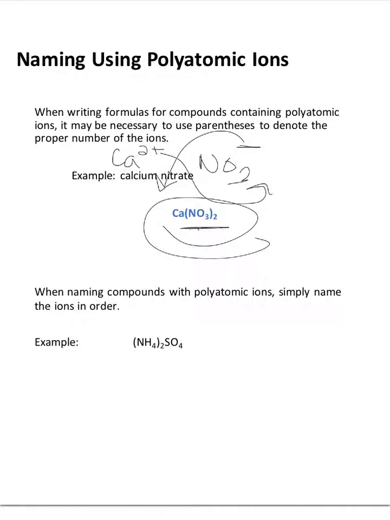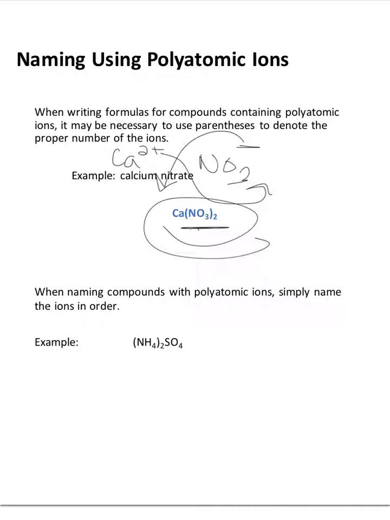Now keep in mind, we have these parentheses here because we need to note that that nitrate ion is a unit that travels together, and that 2 needs to apply to all of the atoms that are in that specific polyatomic ion.